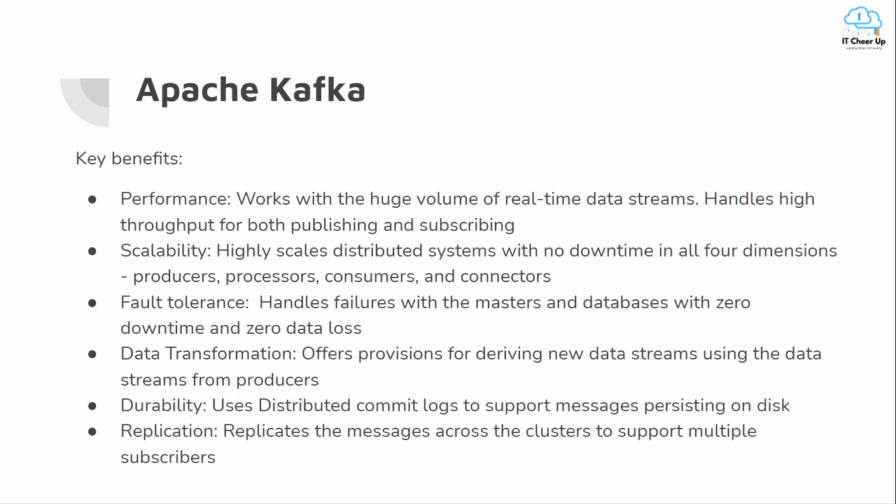It offers provisions for deriving new data streams using the data streams from the producers. It uses distributed commit logs to support messages persisting on disk. It replicates the messages across the clusters to support multiple subscribers. As a result, Apache Kafka aims to be scalable, durable, fault-tolerant, and distributed.